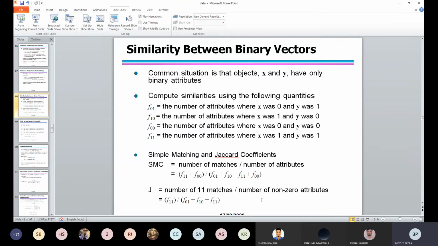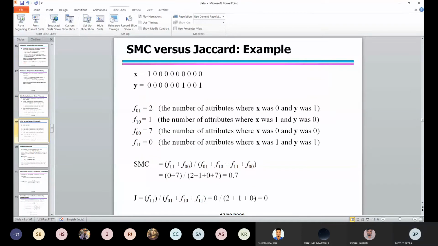So this is Jaccard. Jaccard was introduced in 1889. It is applicable in many domains, not only data mining. It is heavily used in recommender systems and information retrieval, and might be used in other domains also. One example will make it much clearer. So we have two vectors x and y.